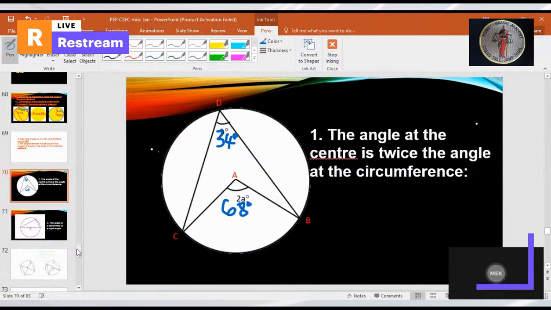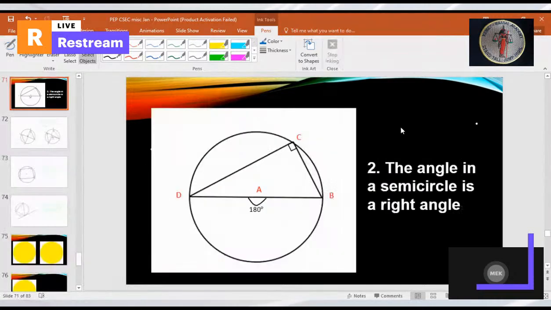The second theorem, the angle in a semicircle is a right angle. So remember I said the diameter divides the circle into 2 halves, so into 2 semicircles. Therefore, once you have a diameter, they will indicate that it's the center of the circle, it runs through the center, or here you see in this case the 180 degrees. So that's a clue also that this is a straight line running across the circle.